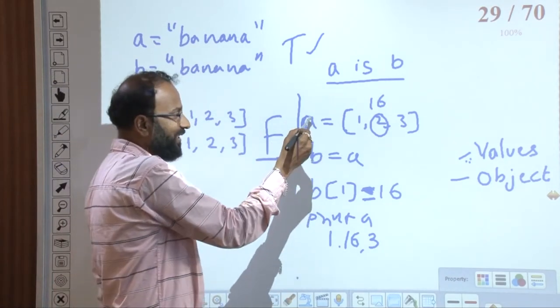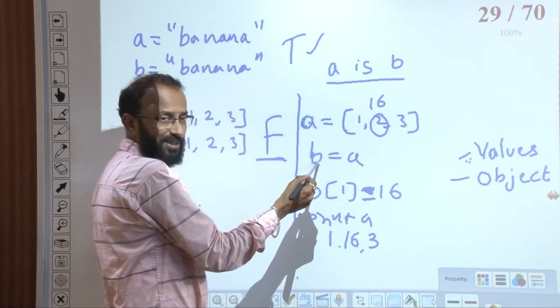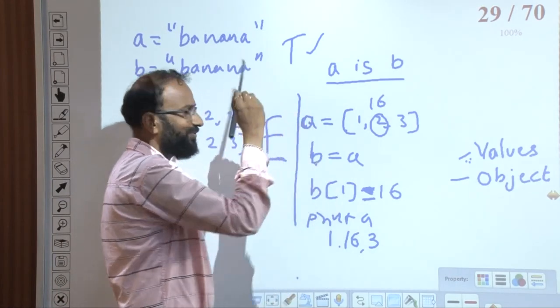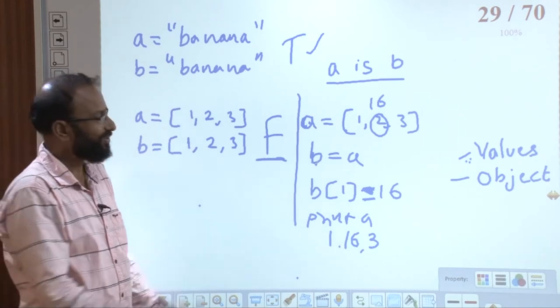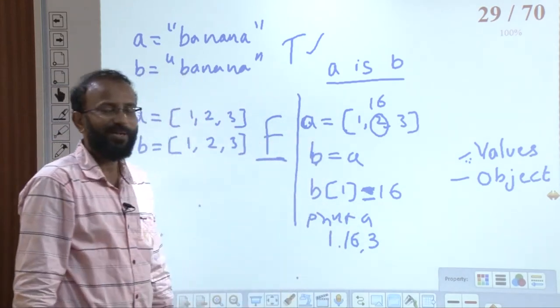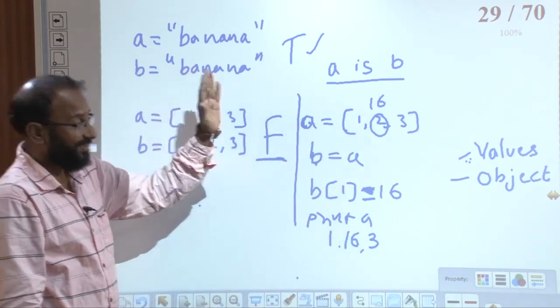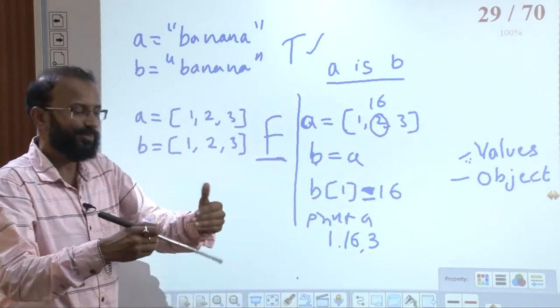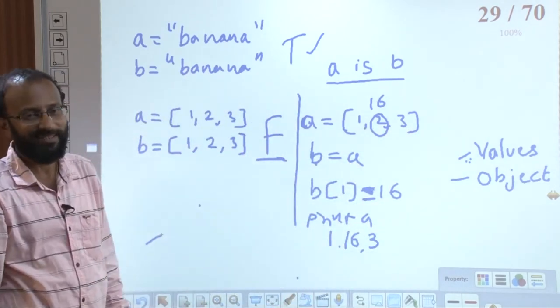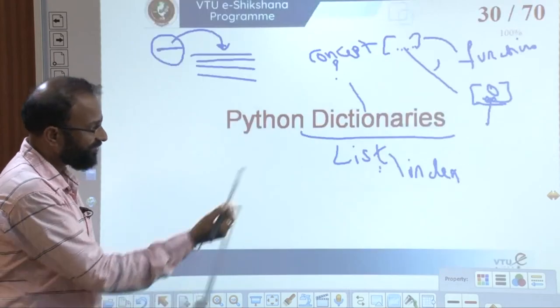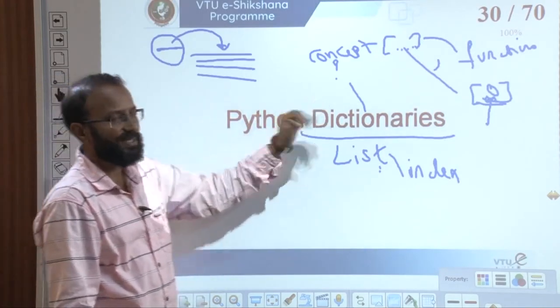So what is aliasing here? Instead of referring to A, I can refer to B, do those changes, and automatically that is also reflected in A. Right? So this is the concept behind a value and an object. Now, this concept will help us in understanding dictionaries in more detail. So we will go further. We will talk about dictionaries.